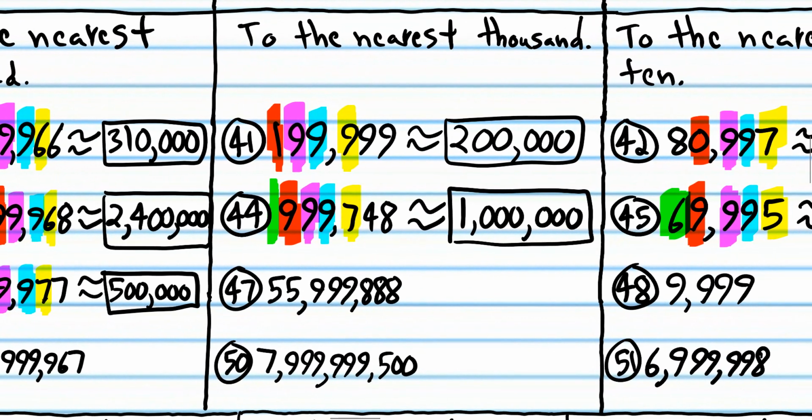All right, number 47, try that one, and when you come back, we'll do it together. All right, we're back. We're rounding to the nearest thousandths place. The 8 tells us to round up, so we round this number up, but it's already up. So the 5 becomes a 6, and you're left with 56 million.